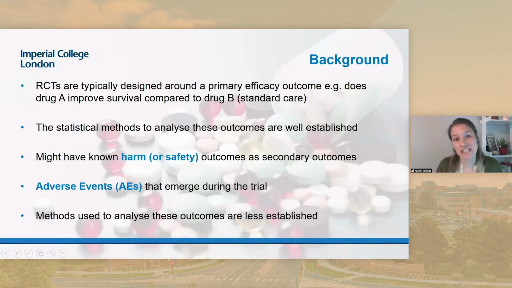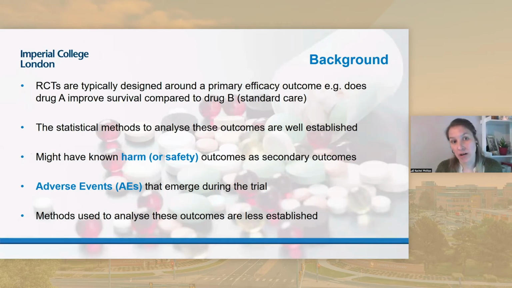So RCTs, as we've heard, are typically designed around a primary efficacy outcome. So, for example, we might be interested in testing whether some new drug, A, improves survival compared to standard of care. And for statisticians and clinical trialists, how we analyse such outcomes is well established.